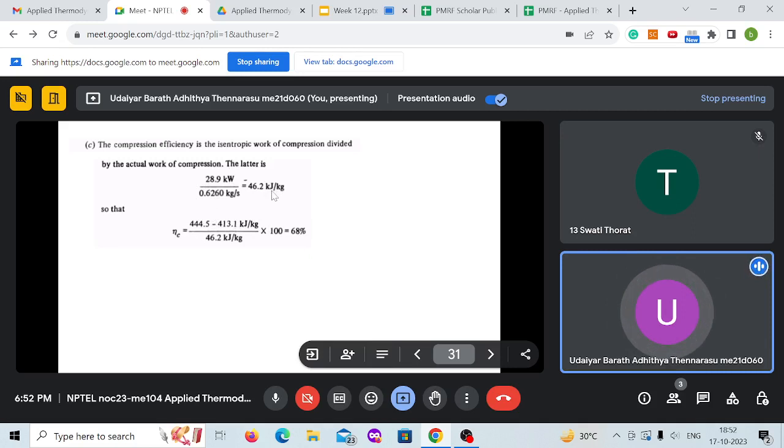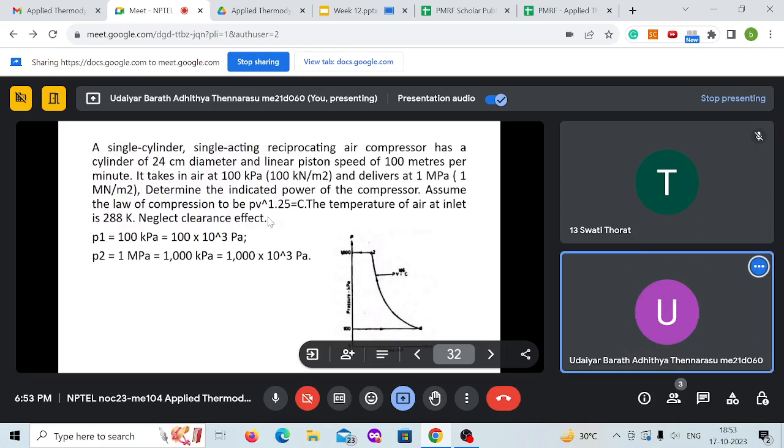So you will have specific actual work, which is 46.2. That divided by specific work equals 68%. So the compression efficiency is 68%. That is ideal by actual. So actual is 28.9. Ideal is 444.5 minus 413.1 into 0.626. So that will give me the compressor efficiency, which is 68%. I hope this is clear.